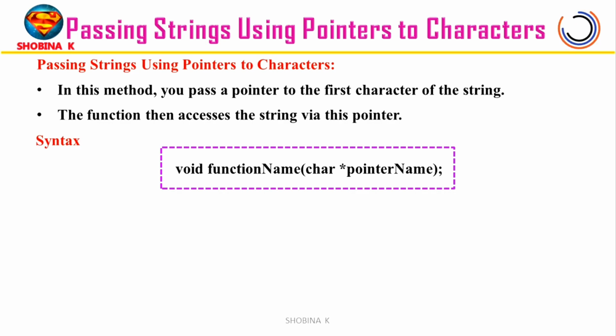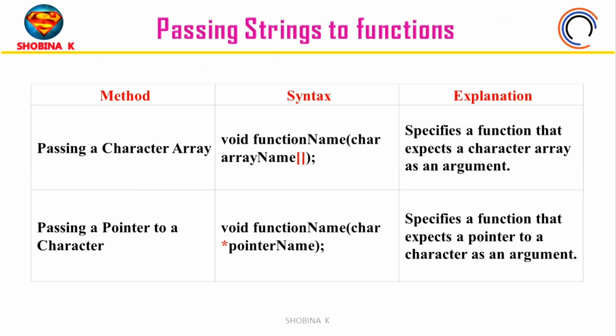In both cases, you specify the data type of the parameter as char, indicating a character type. In the first method, you are passing a character array. We use square brackets to indicate that the parameter is an array. In the second method, you are passing a pointer to a character. So we use an asterisk, which indicates that the parameter is a pointer. In C, arrays and pointers have a close relationship. So when you pass an array to a function, it is actually passing a pointer to the first element of the array. Hence, both methods are quite similar in practice.